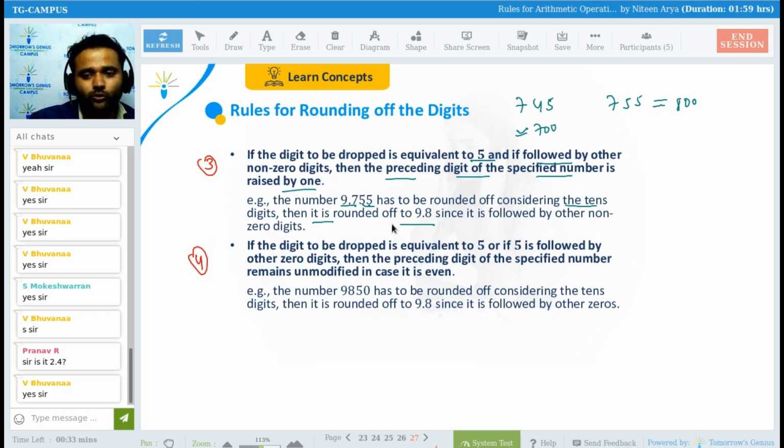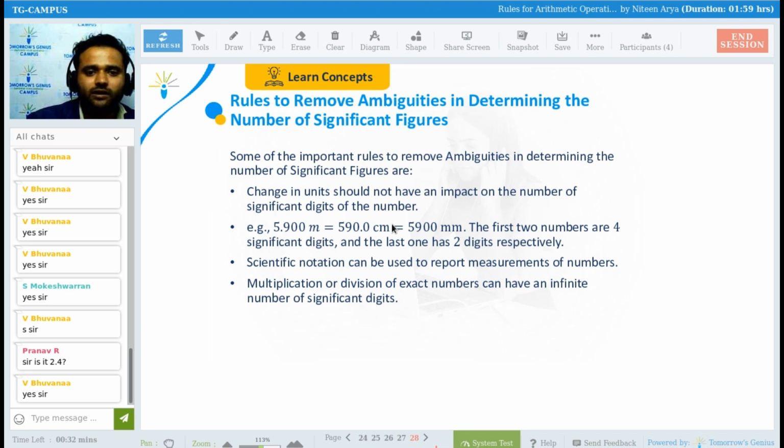If the digit to be dropped is equivalent to 5 and 5 is followed by other zero digits, for example 9.850, then we stick to 9.8. Is this clear? Okay, so then it is going to be 9.8 because other zeros are there.